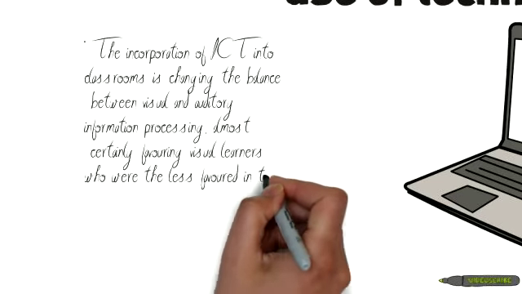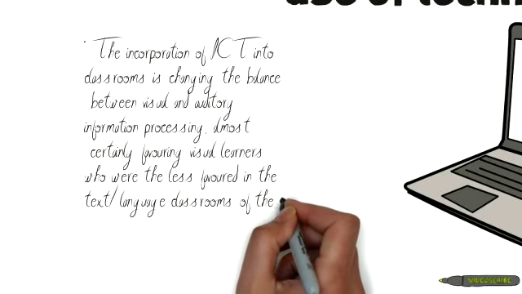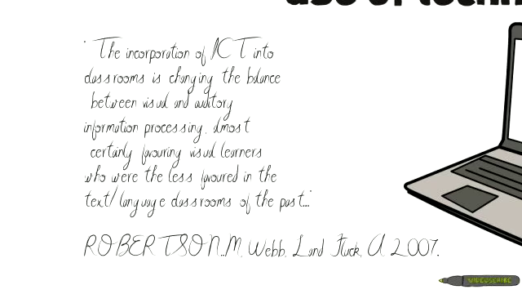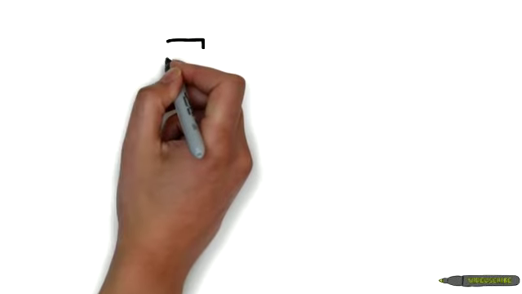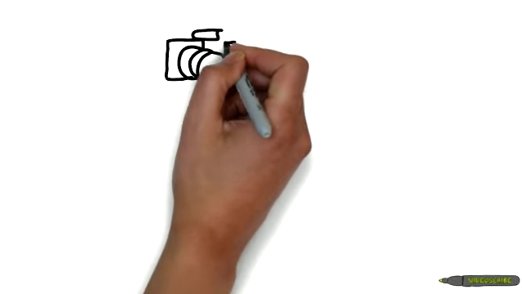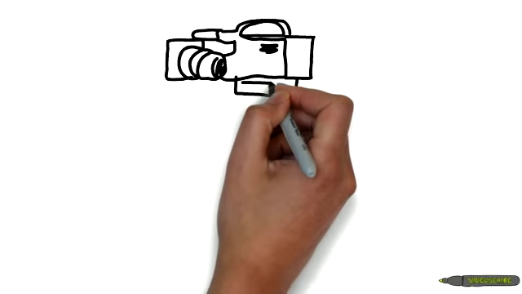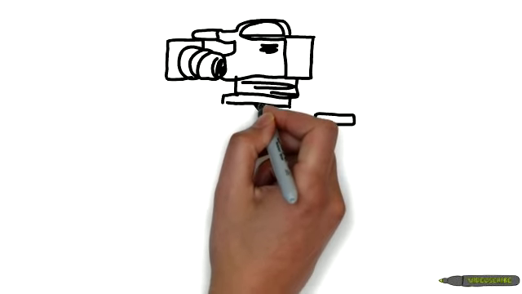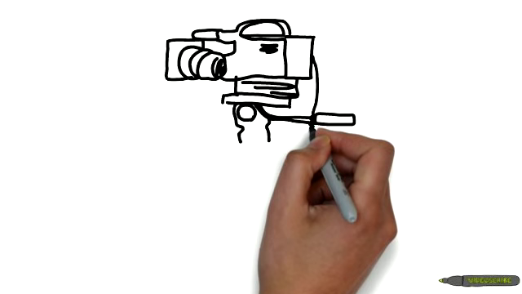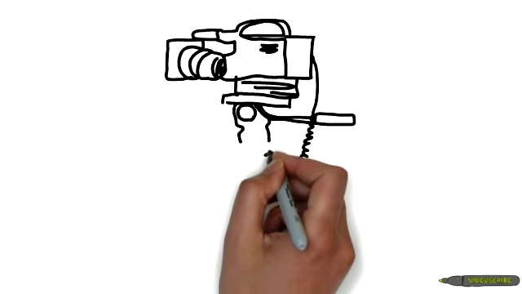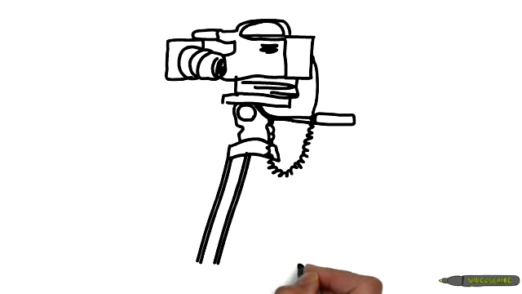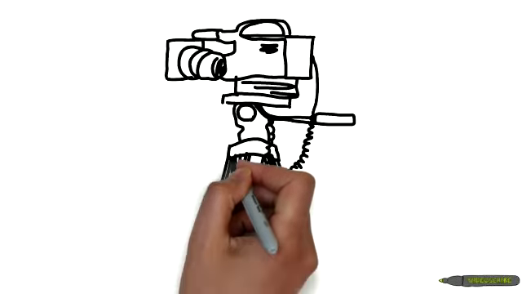The incorporation of ICT into classrooms is changing the balance between the visual and auditory information processing, almost certainly favouring visual learners who were the least favoured in the text/language classroom of the past.